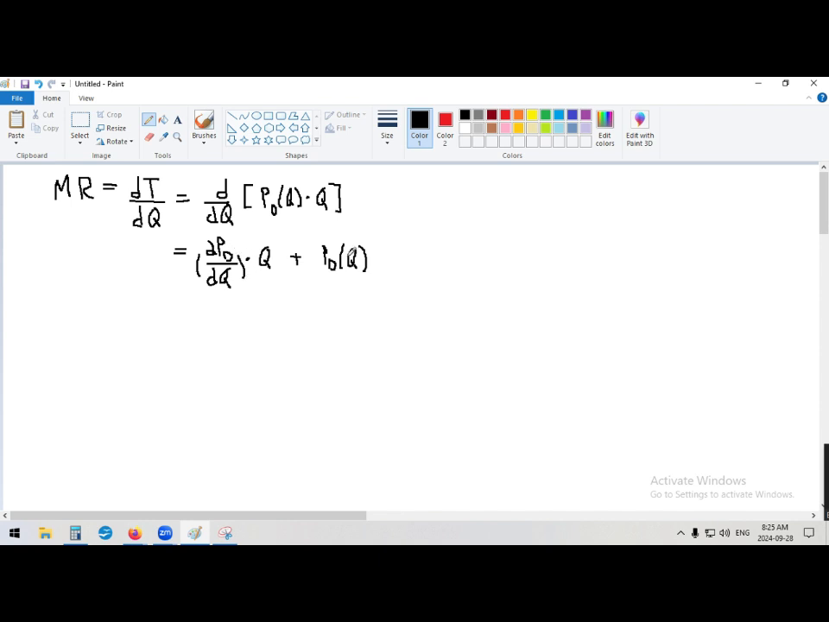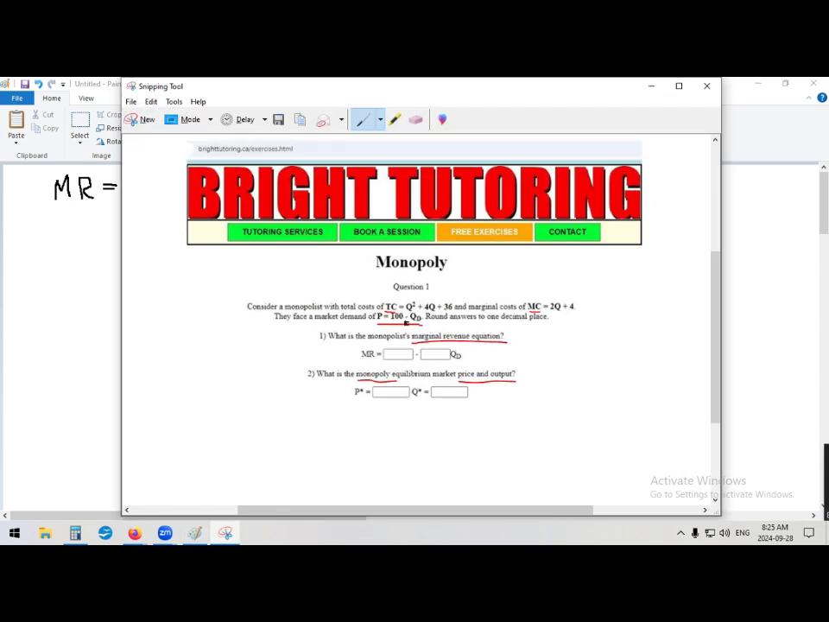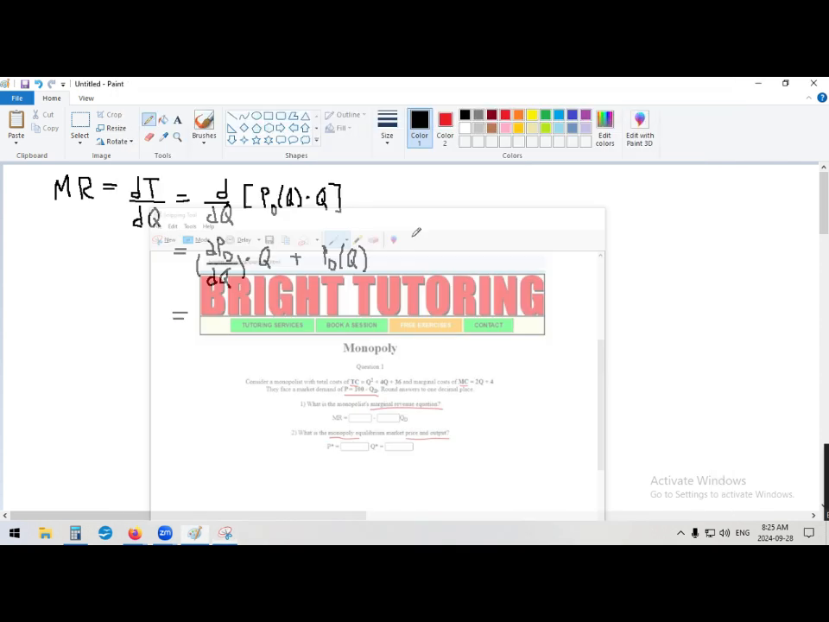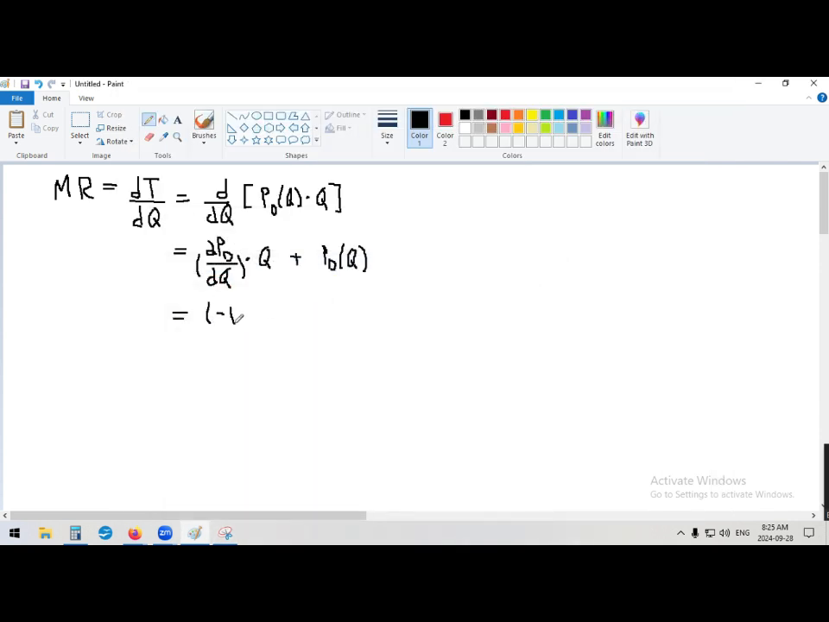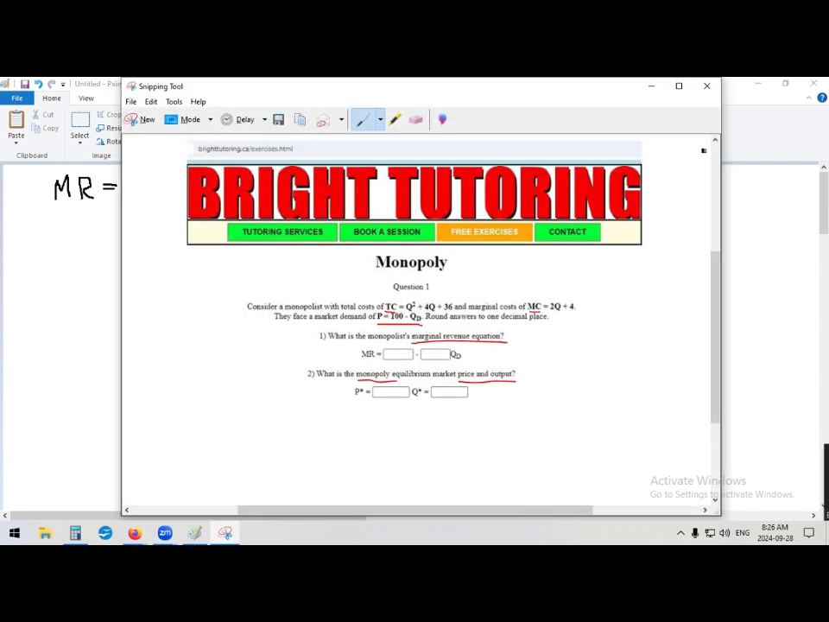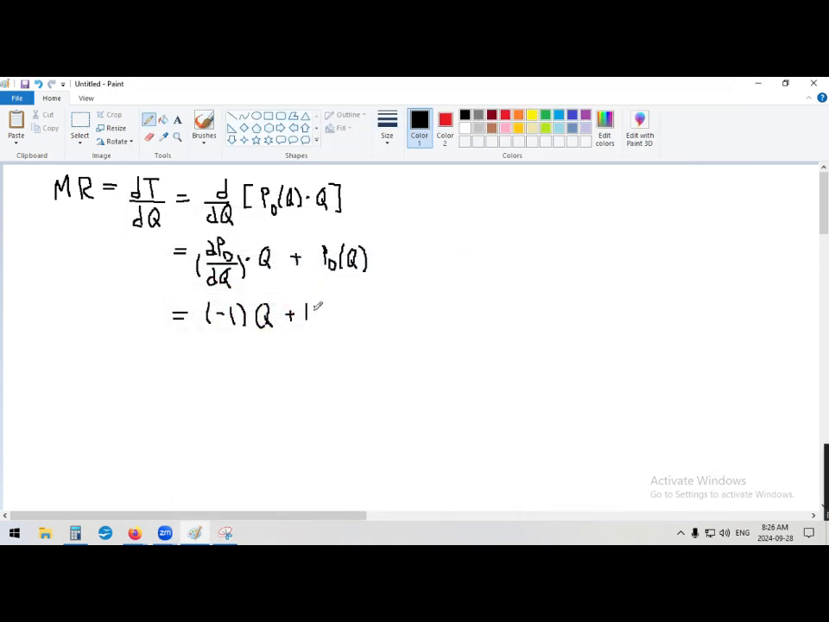So here we can figure out these pieces pretty easily by just looking at the demand curve, the change in P from the change in Q, or the derivative of the demand curve. You can just see here, that's going to be -1. So I'll have -1 times Q, and then plus the price, which is the demand curve equation. So 100 minus Q. So what we get here for the marginal revenue is you have 100 minus 2Q.